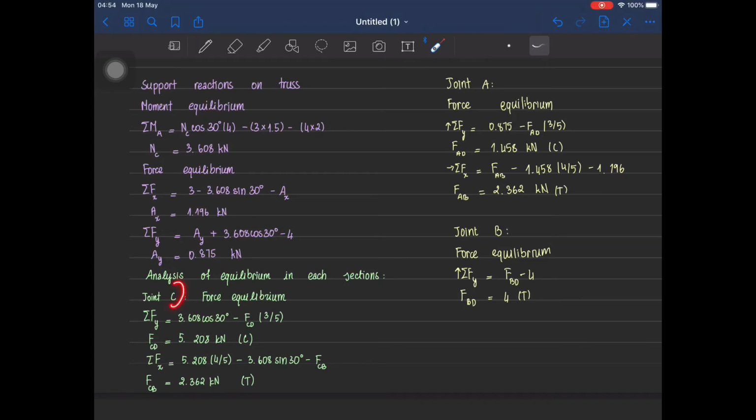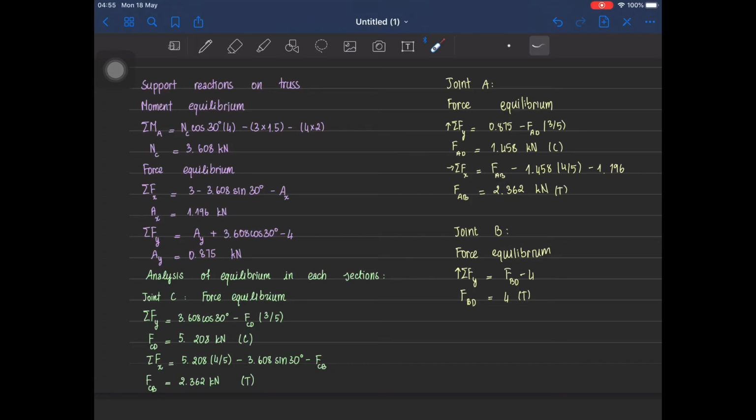So here we start from joint C, because joint C is easier than other joints as we have known the numbers for most of it already. So we have found the force CD and the force CB.